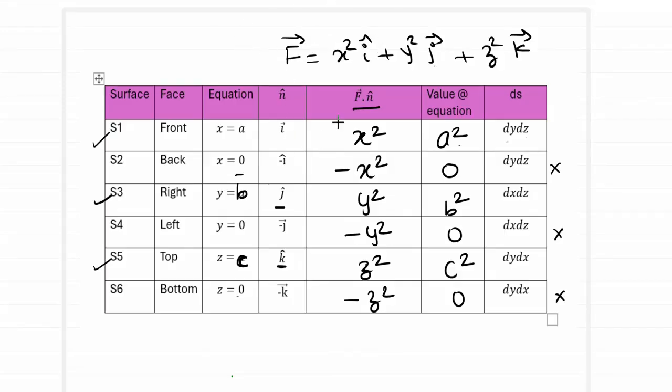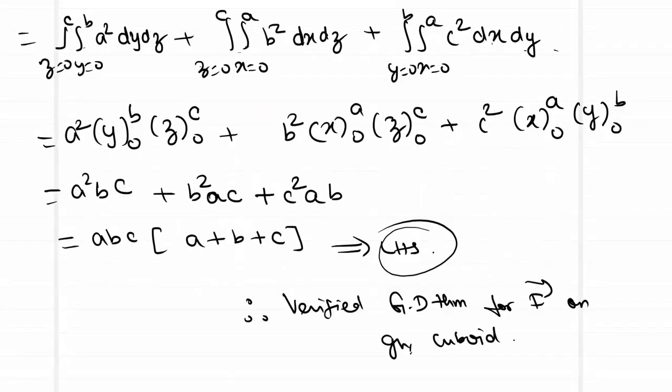Multiply this f vector with n cap and apply the equation's value over here. And then whichever exists, that alone you integrate. So after integration, your answer will be compared with that of your right hand side and left hand side. If it is the same, you have verified the Gauss divergence theorem.